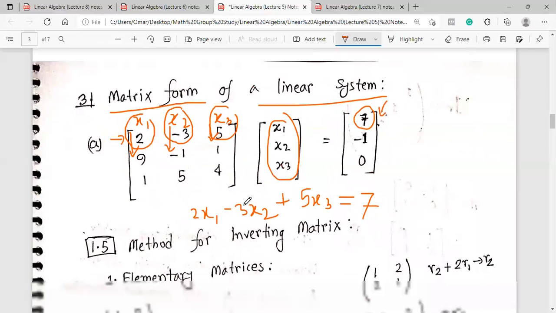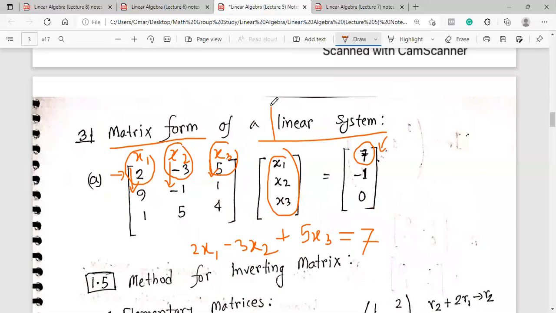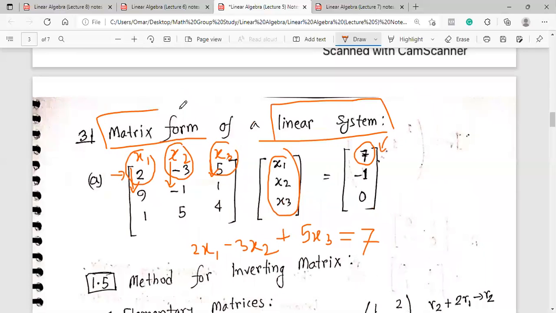Guys, can you understand? So this way we write down the linear system of a matrix, or we write down a matrix from a linear system. So this is our linear system, okay?